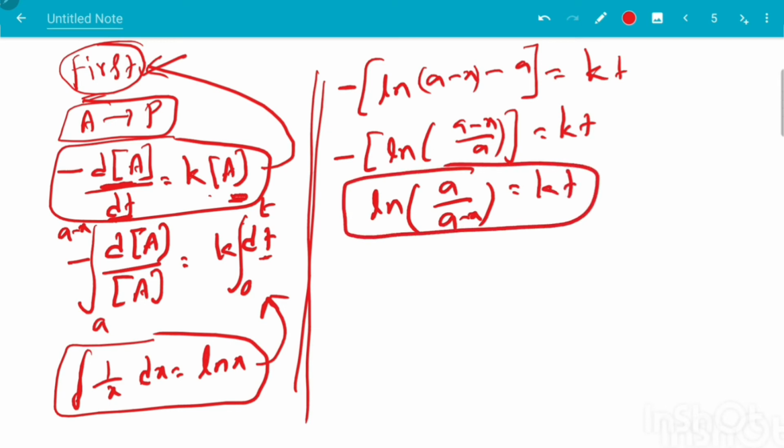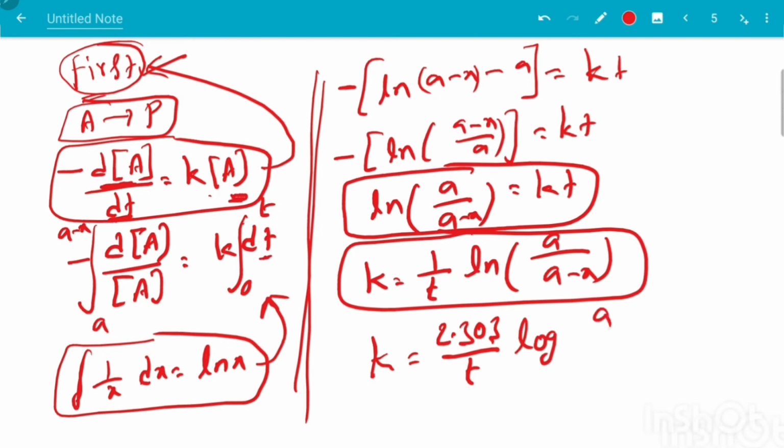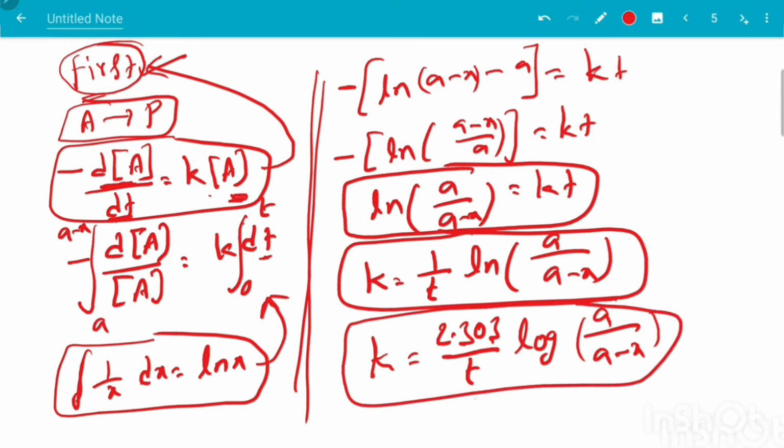Then k equals 1 by t ln a by a minus x. And it will be written as k equals 2.303 by t log a by a minus x. It is the first order reaction main formula.